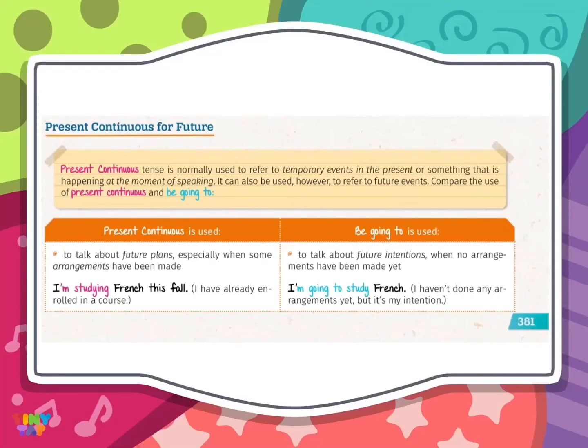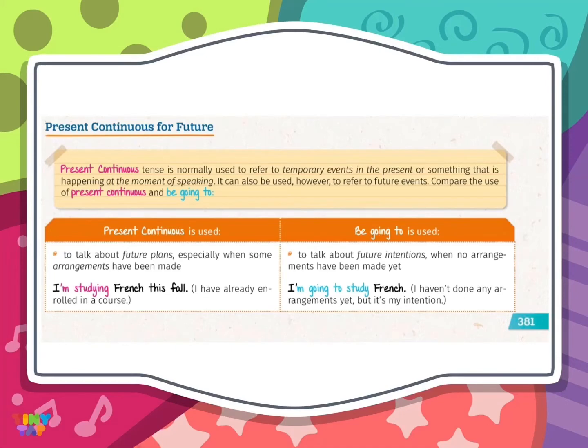Alright, boys and girls, open your books to page 381 and we'll start our language section with present continuous for future. A present continuous for the future is used to refer to actions that are happening at the moment of speaking. And it can also be used to refer to future events. So we usually use be going to, for example, to talk about future intentions. I am going to study French. I haven't done it yet, but it's my intention or my decision.